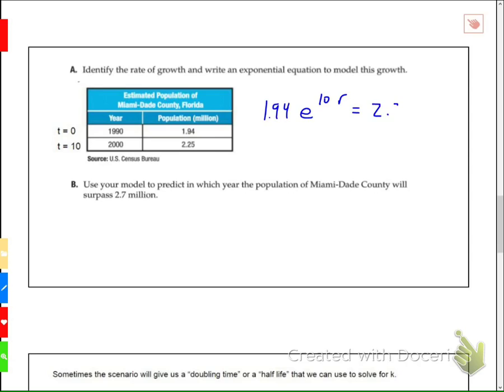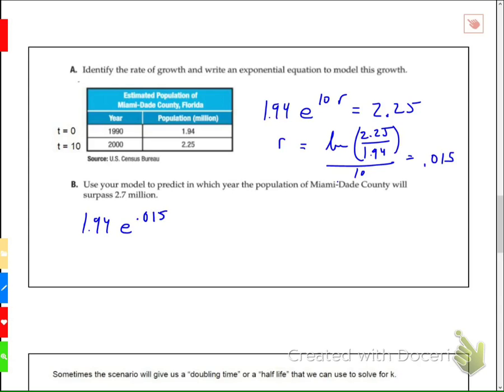I end up with 225, and now I need to solve. Okay, cool. You know what? I've gotten so used to this pattern that I know I'm going to divide, I'm going to logarithm, and I'm going to divide again, so I just wrote it like that. Save myself some space. That gave me my rate. Was 0.015, okay, 1.5% growth. So now I want to know how long is it going to take to get to 2.7 million. So I'll start off with 1.94 e to the 0.015 t equals 2.7.